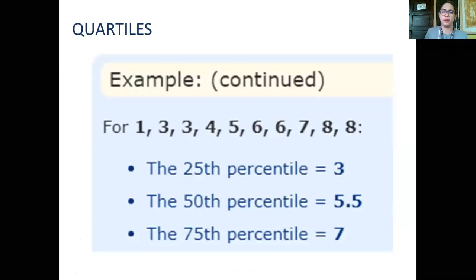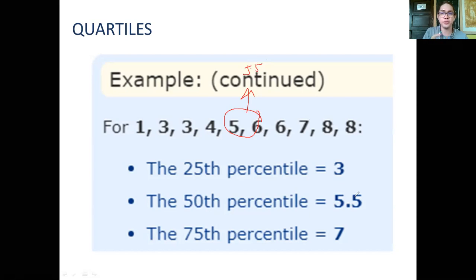So let's have an example. 1, 3, 3, 4, 5, 6, 6, 7, 8, 8. So now, what is the 25th percentile? If you are very wise in answering this problem, count how many numbers of data we have. 2, 4, 6, 8, 10. So 10. Meaning to say, 5 and 6, you can find it here. So 5.5 is your median, or Q2.